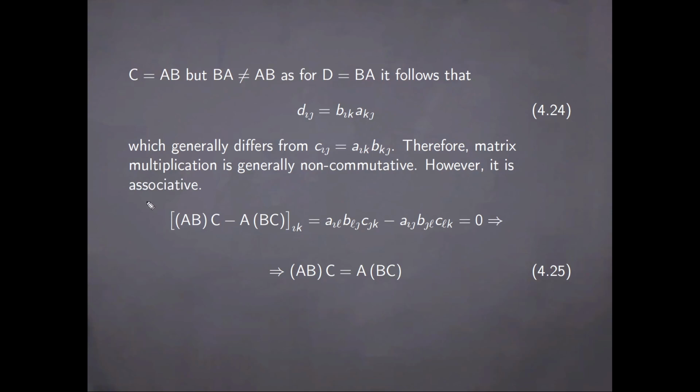However, it is associative. And this can be proven very simply if you look at an arbitrary element of the difference between the products of matrices given here. So A times B then multiplied with C, minus B multiplied with C and then multiplied with A, you will see that you immediately obtain identical expressions for both terms, so they cancel out, and as such, matrix multiplication is associative.